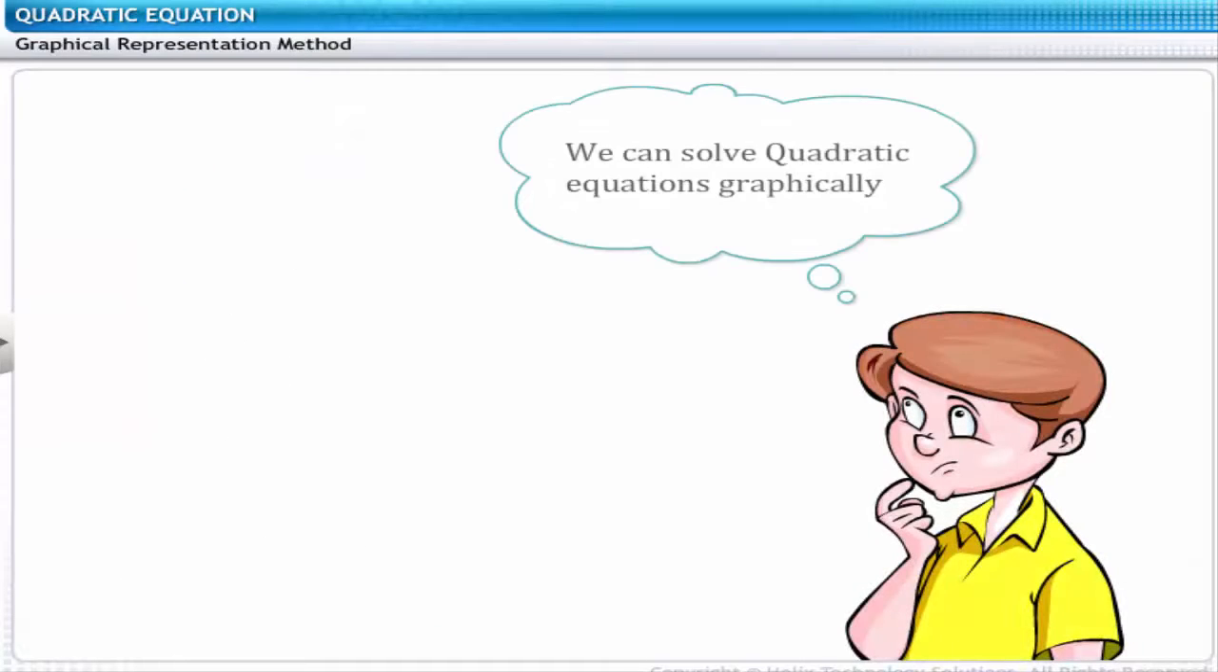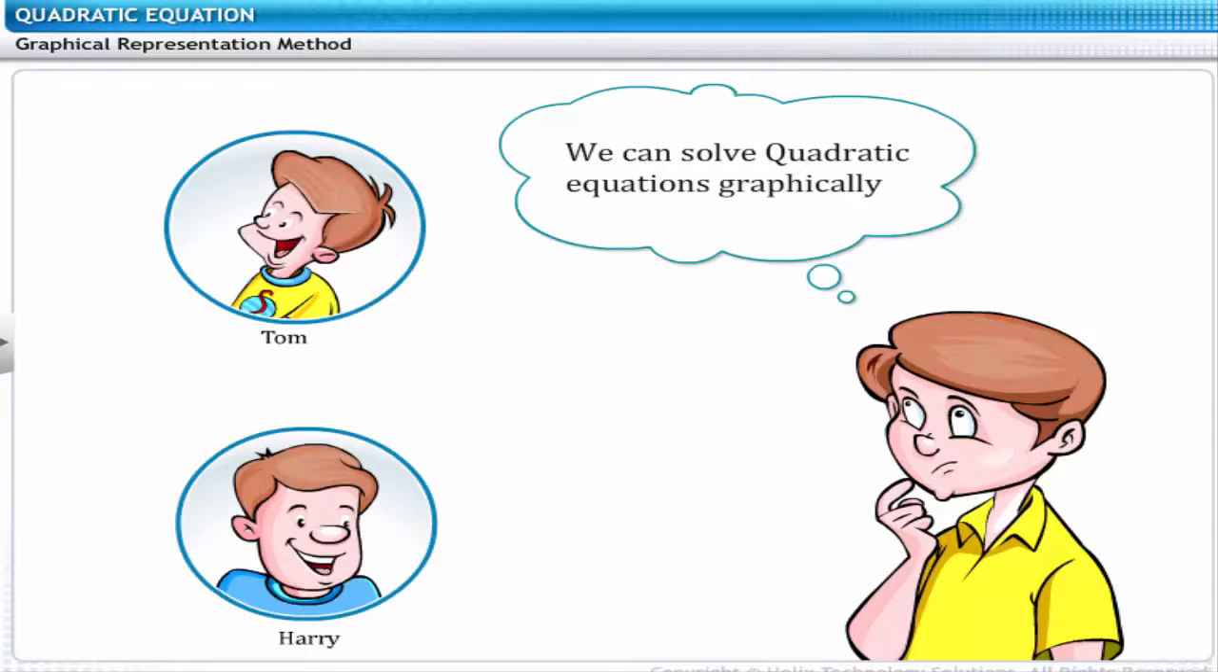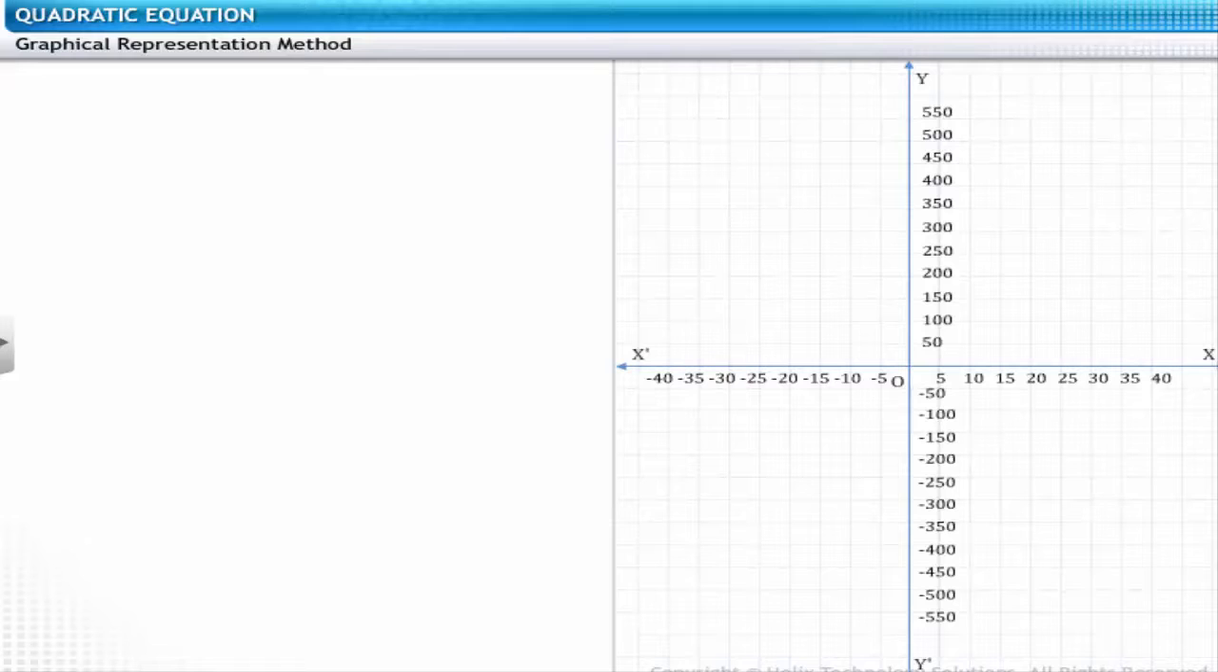As mentioned earlier, you can also solve quadratic equations graphically. Let us consider the graphical representation method to find Tom and Harry's present ages. The quadratic equation is x squared plus 26x minus 120 is equal to 0. Let's assume y is equal to x squared plus 26x minus 120.